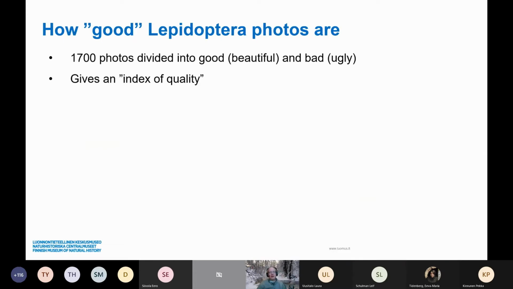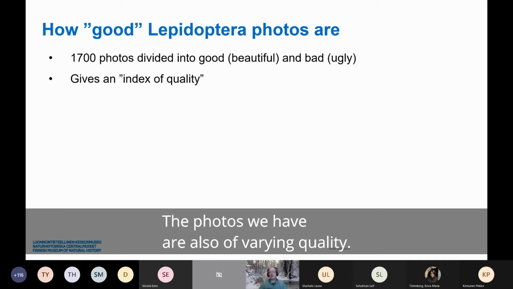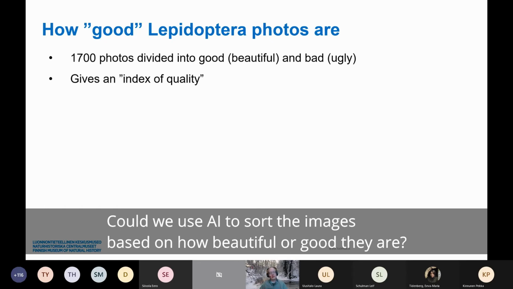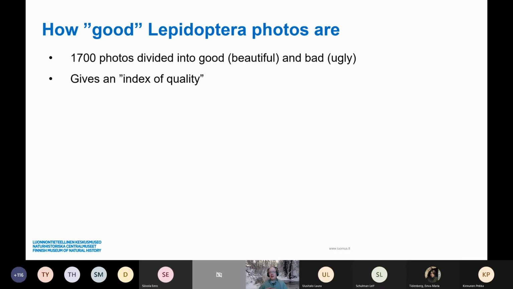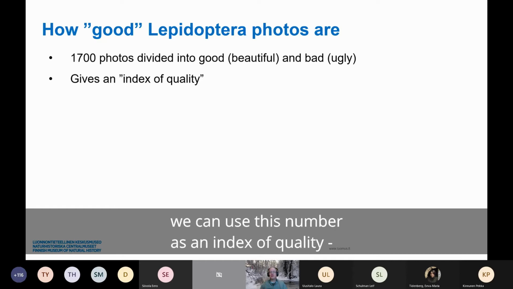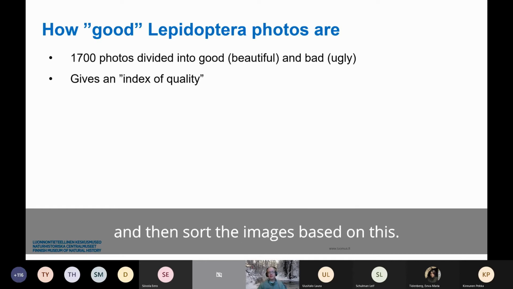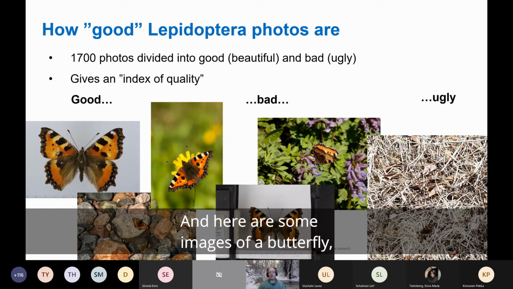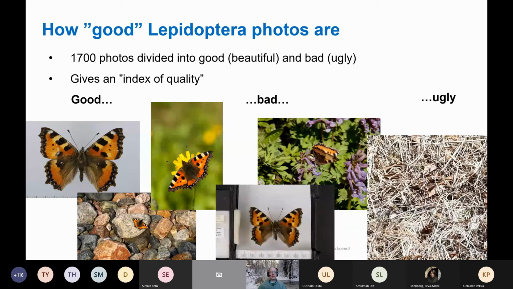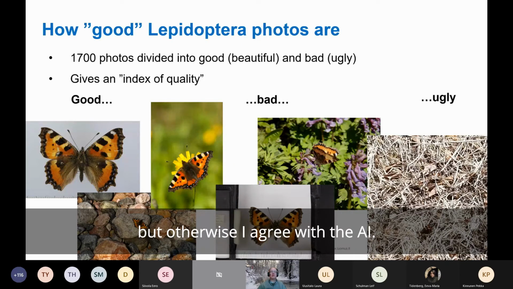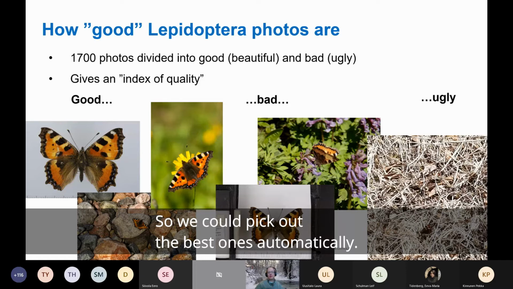What else? The photos we have are also of varying quality. We have really good photos and really bad ones. Could we use AI to sort the images based on how beautiful or good they are? Since image classification always gives a number, a probability of an image belonging to a class, we can use this number as an index of quality and then sort the images based on this. And here are some images of a butterfly, nokkosperhonen, and these have been sorted by the AI from good to bad and to ugly. And this looks pretty good. I would disagree with the second and third photo, but otherwise I agree with the AI. So we could pick out the best ones automatically.